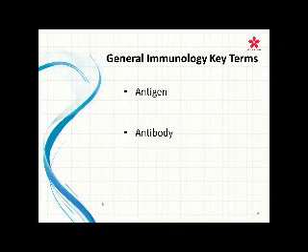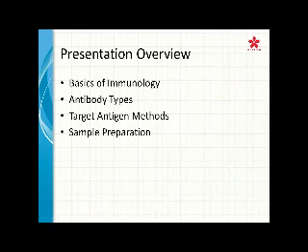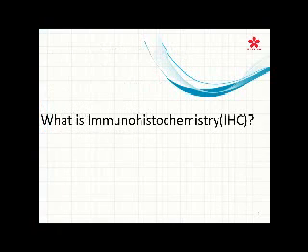overview of specific areas. I'm going to talk about the basics of immunology, going over some simple terms that you're most likely going to hear in immunohistochemistry. We're going to go over the antibody types, their characteristics, how the antibodies are derived, and the components of the actual antibodies. We're going to review target antigen methods, the differences between the methods. We're going to look at the structure of the methods and also how the methods react. And lastly, we'll talk about the sample preparation for performing immunohistochemistry testing on specimens in the clinical laboratory.